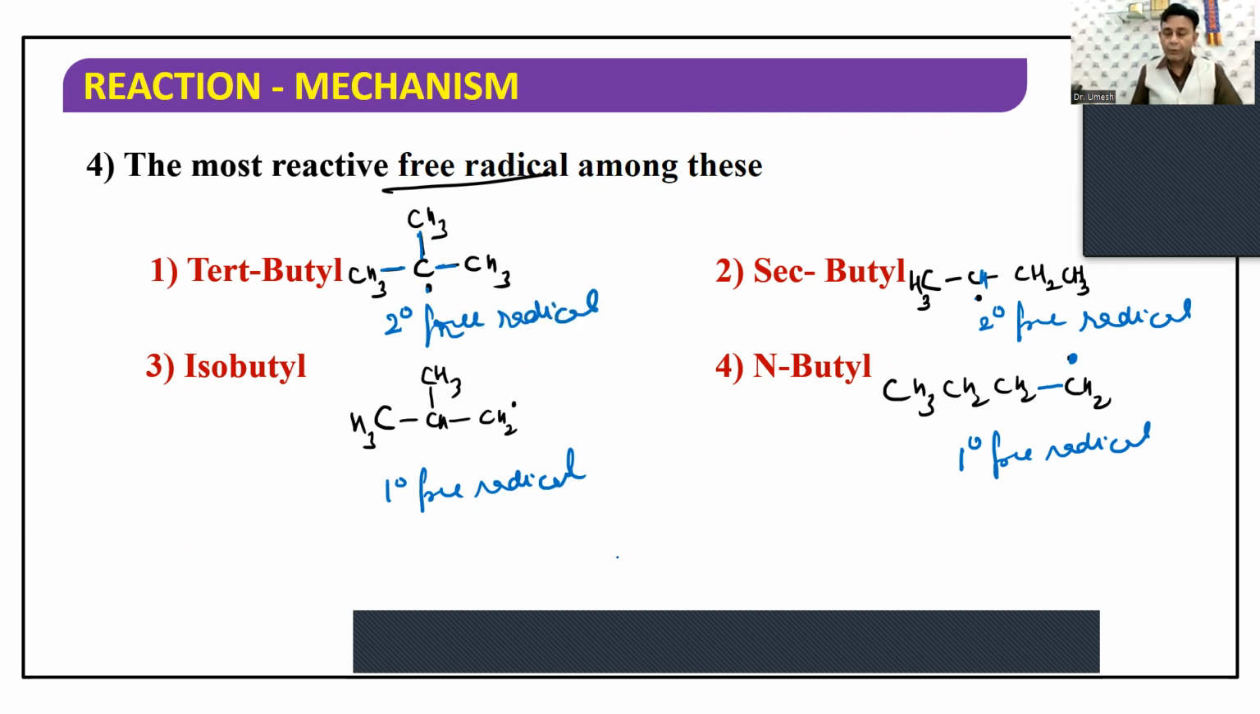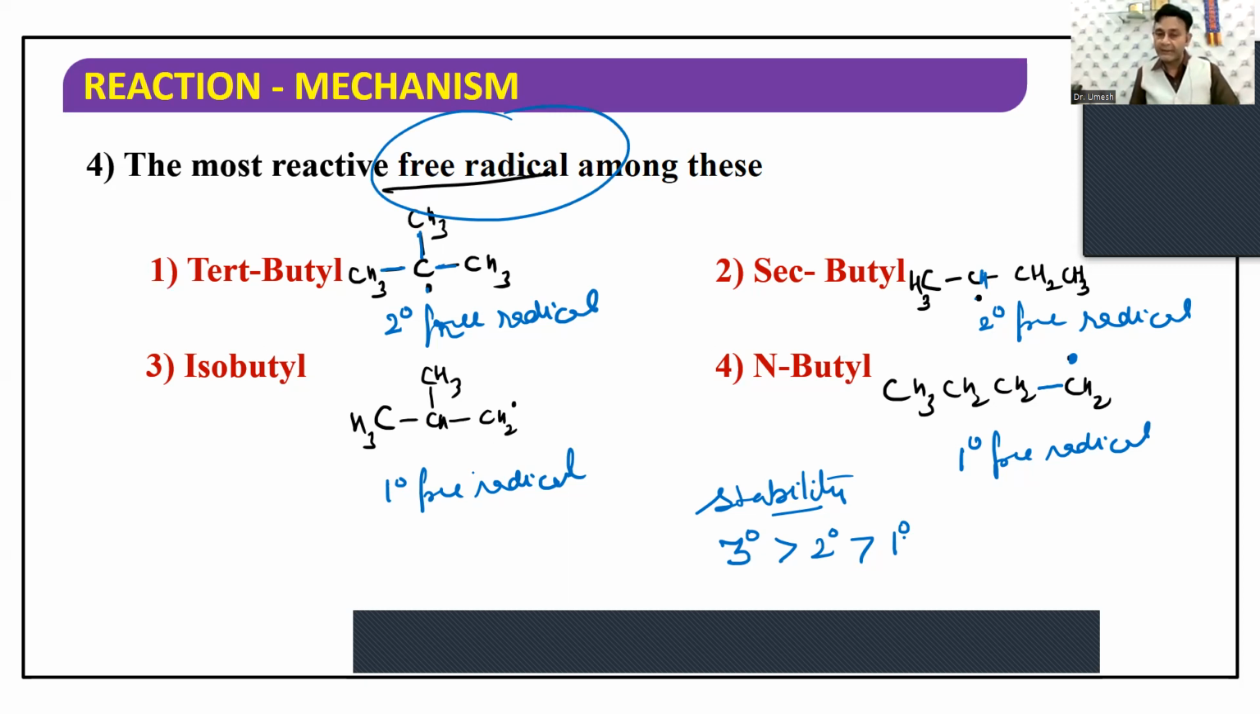Now, we know the stability order of these free radicals. A tertiary free radical is more stable than the secondary, and the secondary is more stable than the primary. This is about the order of stability of the free radical. And we know from the basic concept of organic chemistry that if in any chemical reaction the intermediate is more stable, the rate of reaction will be very, very fast. It means the most reactive intermediate is the one which is most stable among these. So this is the first option, that is the correct answer.